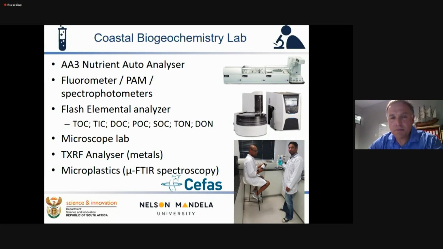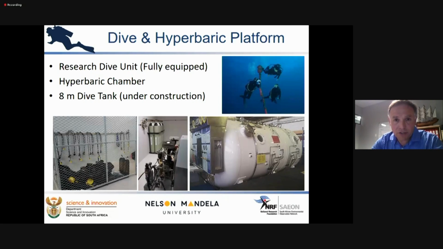We also have a central biogeochemistry lab where all the samples from the different satellite and sentinel sites are sent for analysis for nutrients, chlorophyll a, carbon, heavy metals, and microplastics, and we also have a microscopy lab to study the lower trophic levels of the ecosystem, phytoplankton and zooplankton. Because most of our instruments are under the ocean, some do not reach the surface, we've got a fully functional and equipped research dive unit with a hyperbaric chamber to service these instruments.